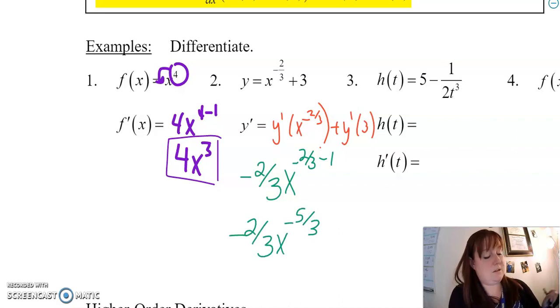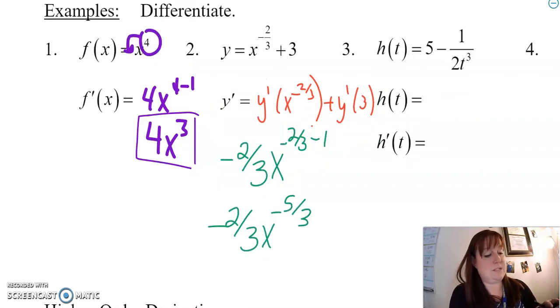And then I ask myself, what is the derivative of 3? Well, it's a constant, so the derivative is 0, so I could put plus 0 there if I really wanted to, but there we go, negative 2/3 x to the negative 5/3.